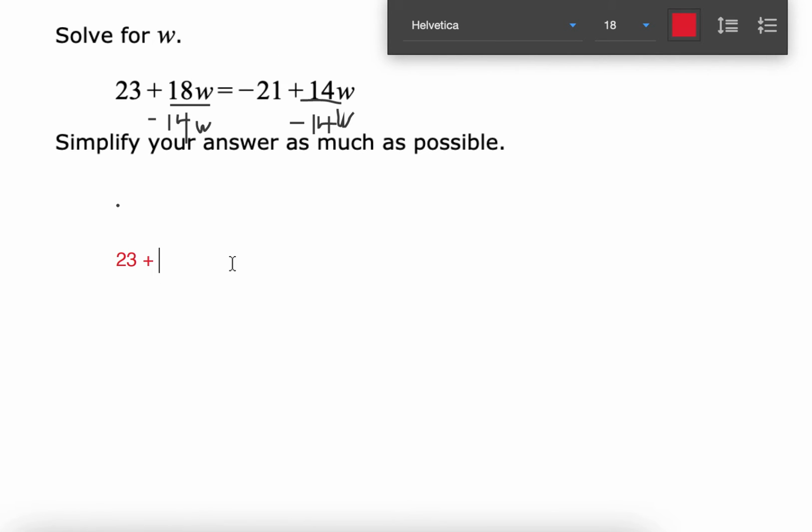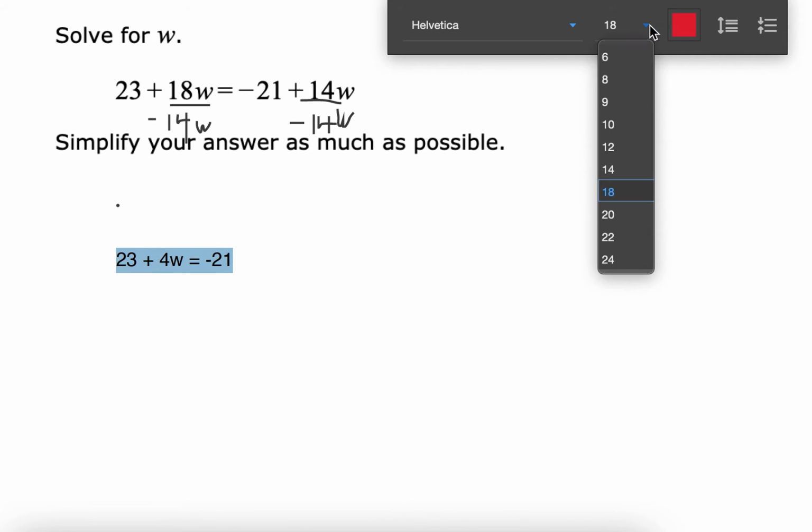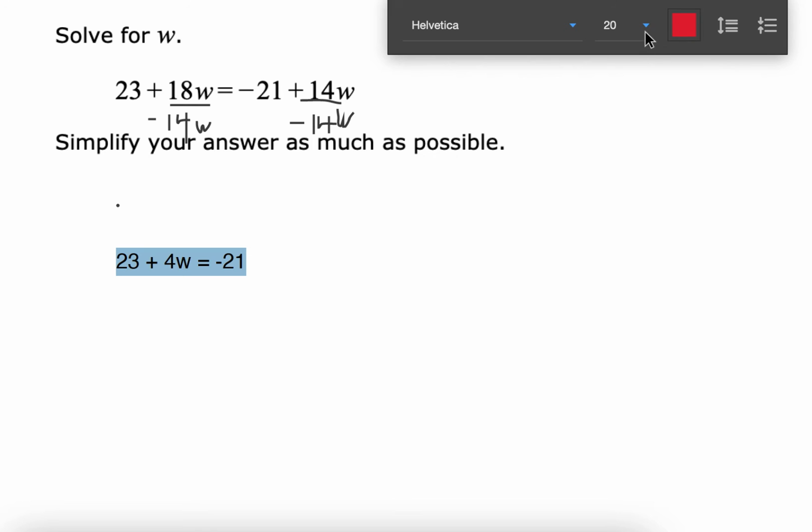18W subtracted by 14W makes 4W, and just be careful, that's not division up there. I can't seem to erase that. I was underlining that for emphasis. Okay, so this is what our equation looks like because I subtracted that 14W on the right side. That made it cancel out, so that's gone.